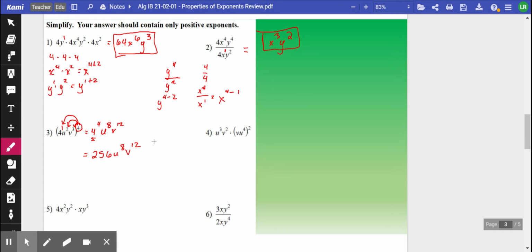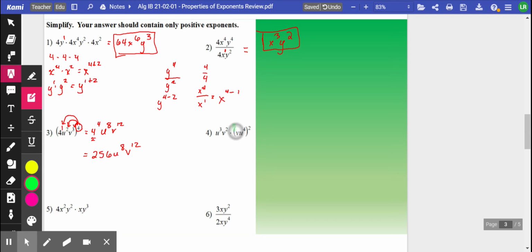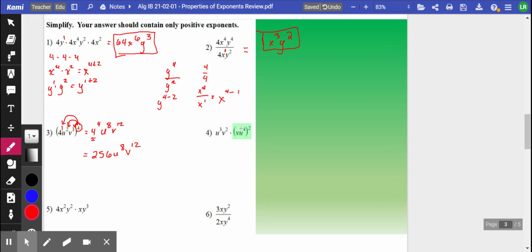Now, number 4 will be kind of like a little extra credit type of problem. This has both the power property and multiplication together. So the first thing I'm going to do is take care of this part right here. And this is the power property. This part on the left that's on the outside, just going to drop it like it's hot. So u to the third, v squared.